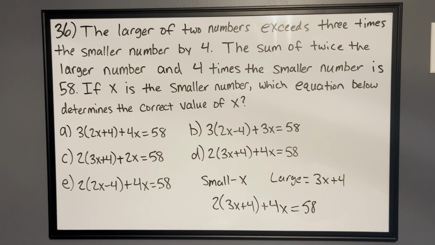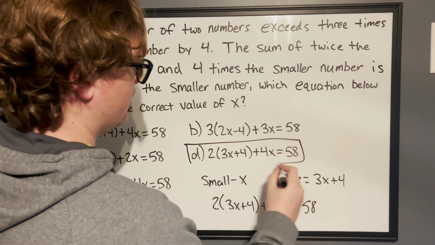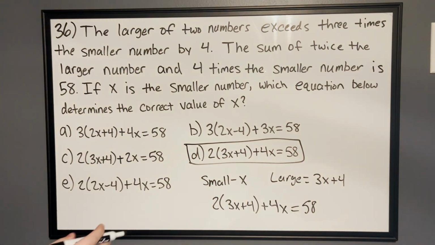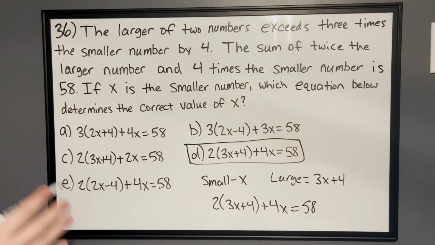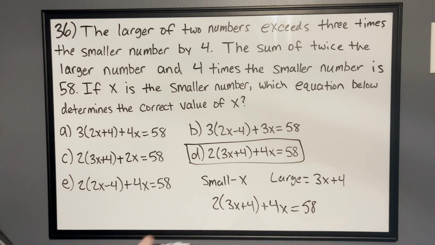So, I mean, that's what it's asking us for. And if we look, that is exactly the same as option D, which is going to be our answer. So you see that this question looks really tough, and reading it how it is makes it a lot more confusing. But when you just realize that you can express the small and the large number as expressions, it makes this so much easier. That's it for question 36.